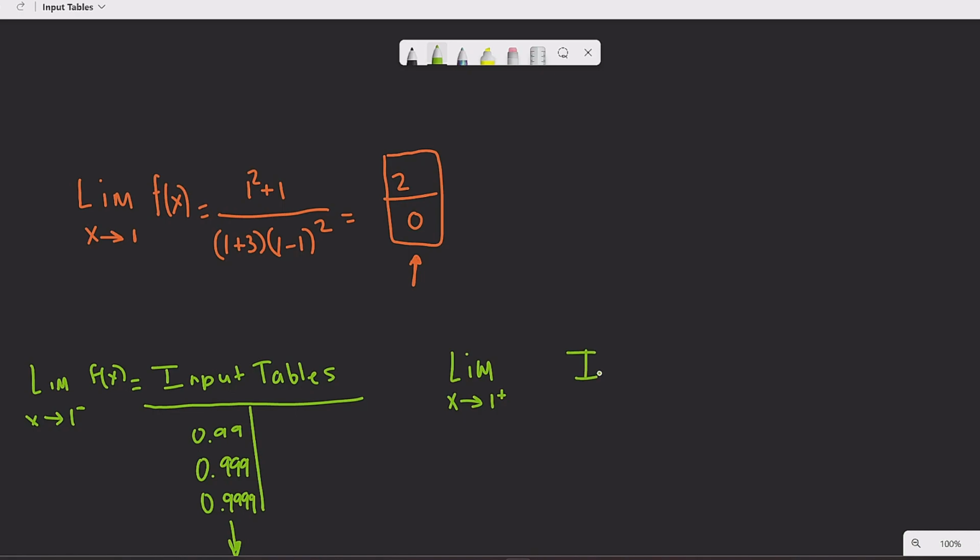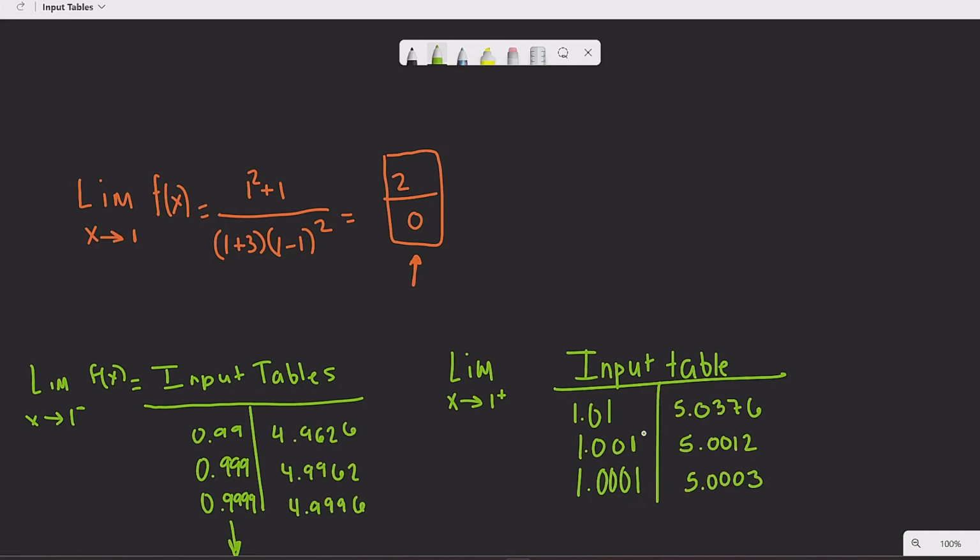And so let me make an input table, which can look like that. And so 1.01 is pretty close to 1. 1.0001 is even closer, and 1.001. Okay, let's just make this 1.01. Okay, and instead of having you watch me do the calculations, I will just evaluate these and give them to you.